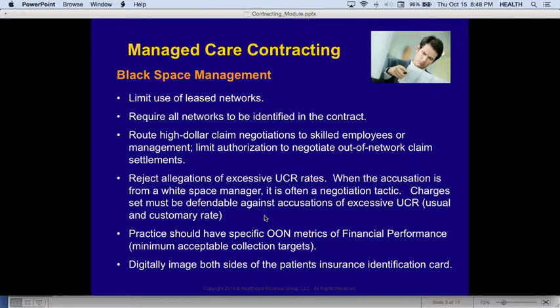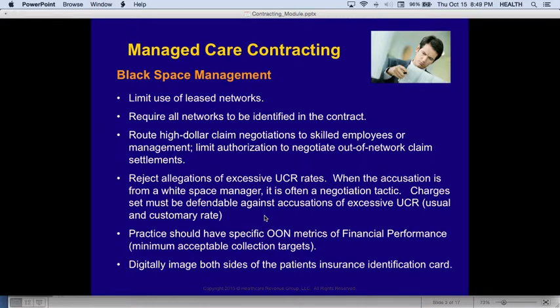So, black space management. White space management is the health plans trying to negotiate and discount your services any way they can when you don't have a contract. White space managers also, how will they help get a lower rate for you? They're going to contract you to be in the network.